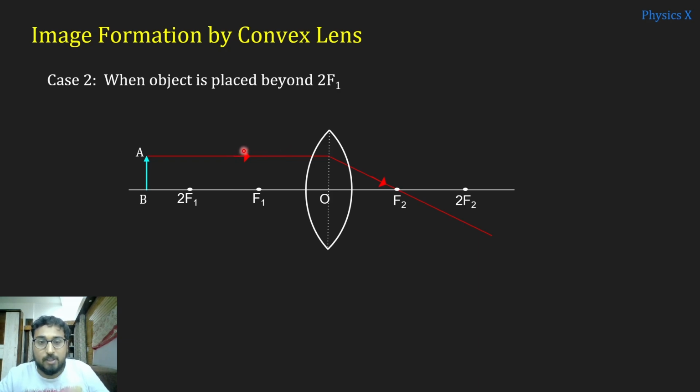From this object, this incident ray of light is coming. And what happens? This incident ray of light, after refraction, passes through the f2. So that is the first point which we need to consider, right? The second point is, suppose we are drawing this ray of light, again we are considering the second rule.